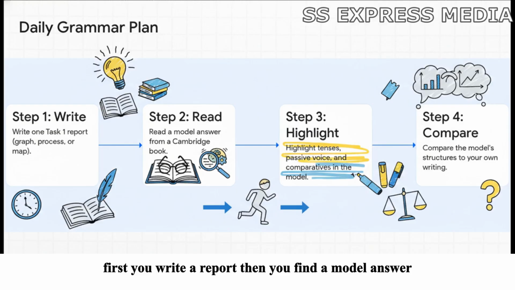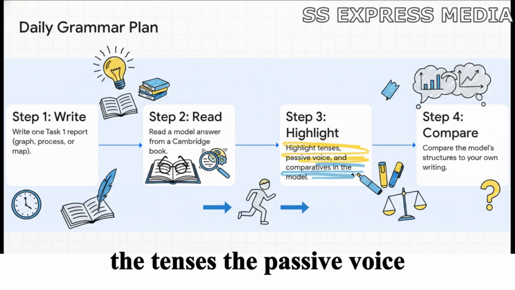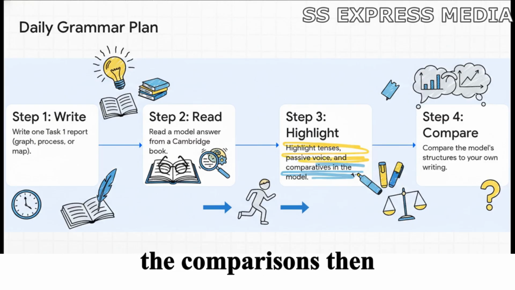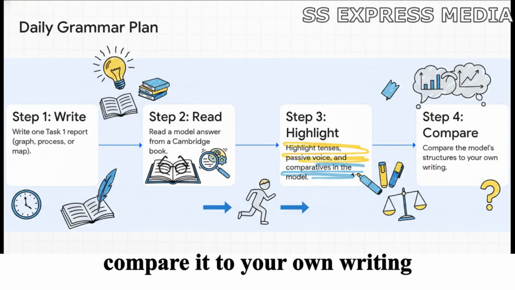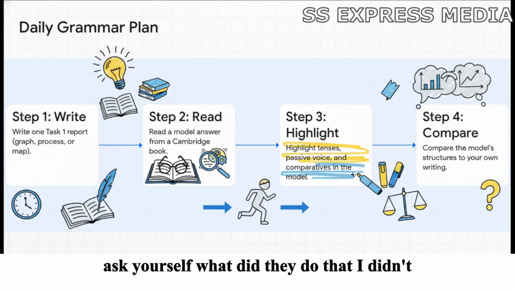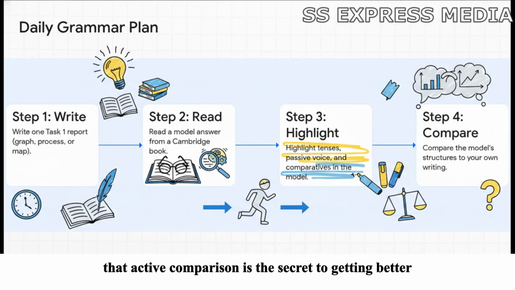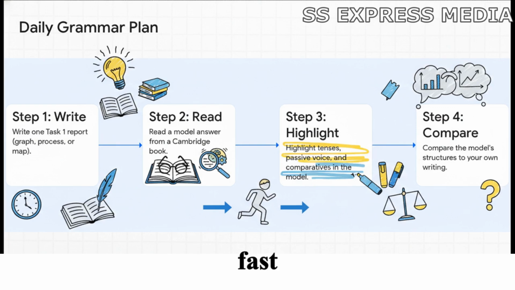Then, you find a model answer, a really good one, and you become a detective. Get out a highlighter and find all the good stuff. The tenses, the passive voice, the comparisons. Then, and this is the most important part, compare it to your own writing. Ask yourself, what did they do that I didn't? That active comparison is the secret to getting better fast.